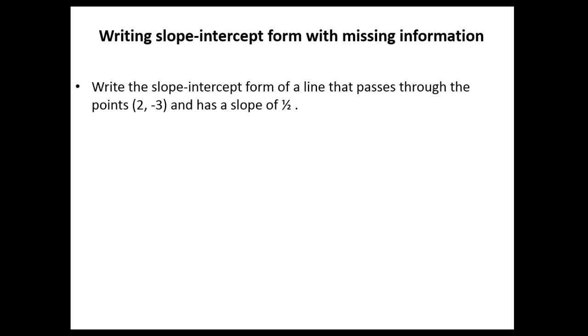So write the slope-intercept form. Okay, we got that. So we need y equals mx plus b, of a line that passes through the points (2, -3). Okay, so they give me a number. That's probably important. And has a slope of 1/2. Alright, so I can go ahead and say that my slope is 1/2, so I can write y equals 1/2 x plus b.